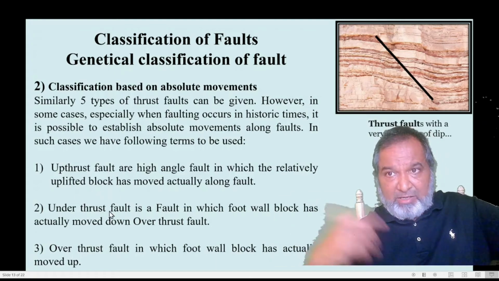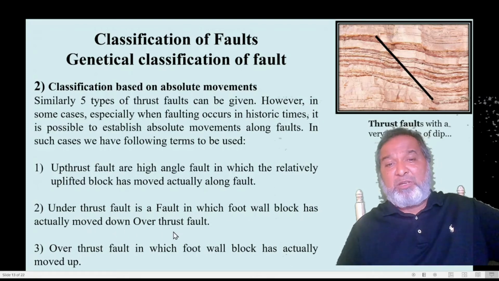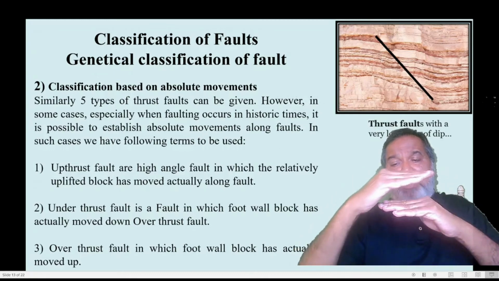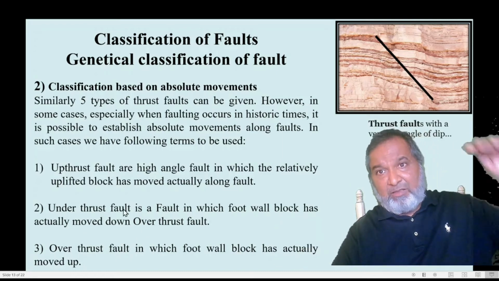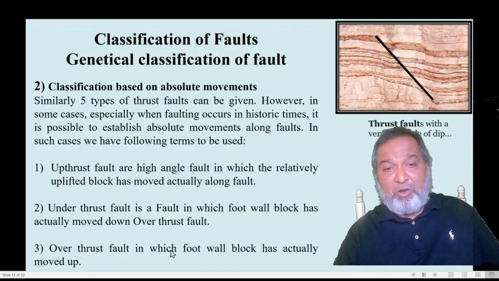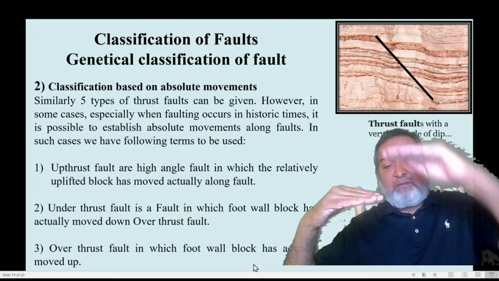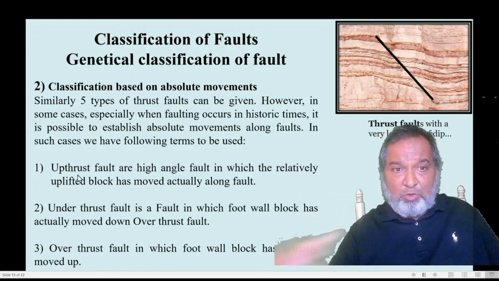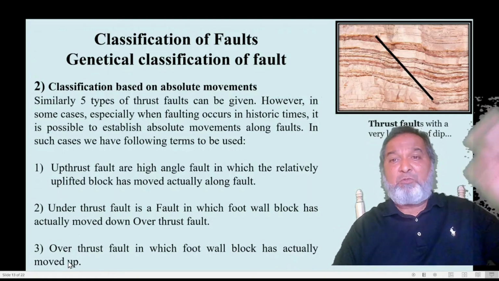Under thrust fault, there is another term. Under thrust fault is a fault in which the footwall block has actually moved down under the overthrust fault. Say this is there, it has gone down. So instead of the hanging wall going up, now the footwall has gone down. So that is the under thrust, the footwall has gone down. Over thrust fault is one in which the footwall block has actually moved up. Now when the footwall goes up, then it is an over thrust. Up thrust, hanging wall goes up. Under thrust, footwall goes down, and over thrust, footwall goes up.